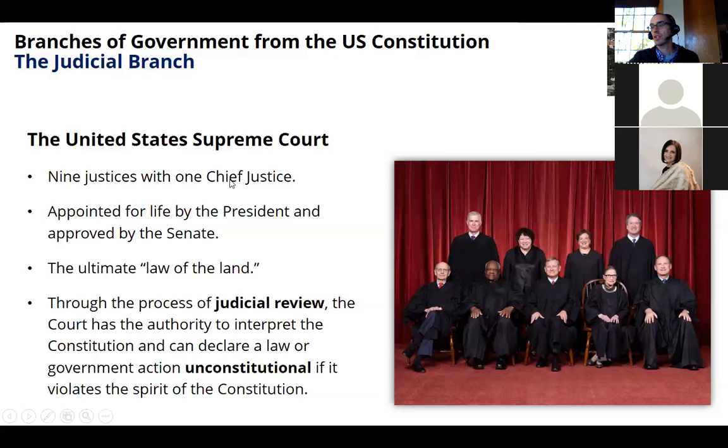As you see, 9 justices with 1 Chief Justice, John Roberts. Chief Justice Roberts is sitting in the middle. They're appointed for life. Ruth Bader Ginsburg died in office. Sometimes they'll retire, but they serve for life. What is the purpose of them serving for life? They never have to run for re-election. What would be the purpose of that?